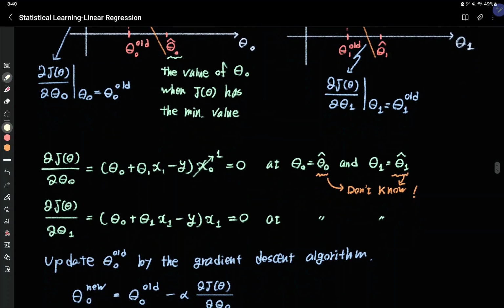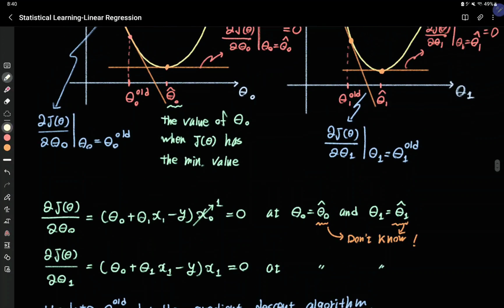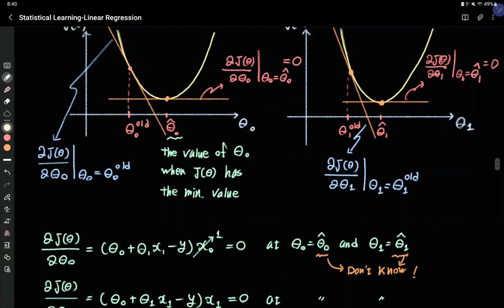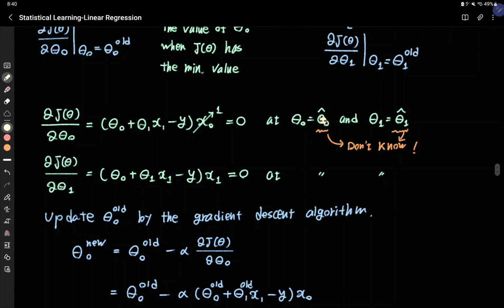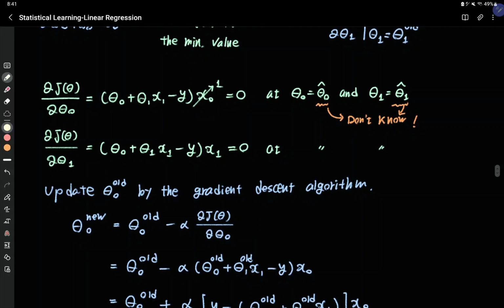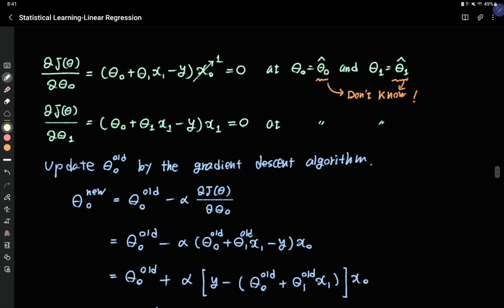Okay. So let's say theta 0 hat and theta 1 hat are the x coordinates of the vertex point. Then at theta 0 equals theta 0 hat and theta 1 equals theta 1 hat, these two equations must be satisfied. Okay. So now, let's see.